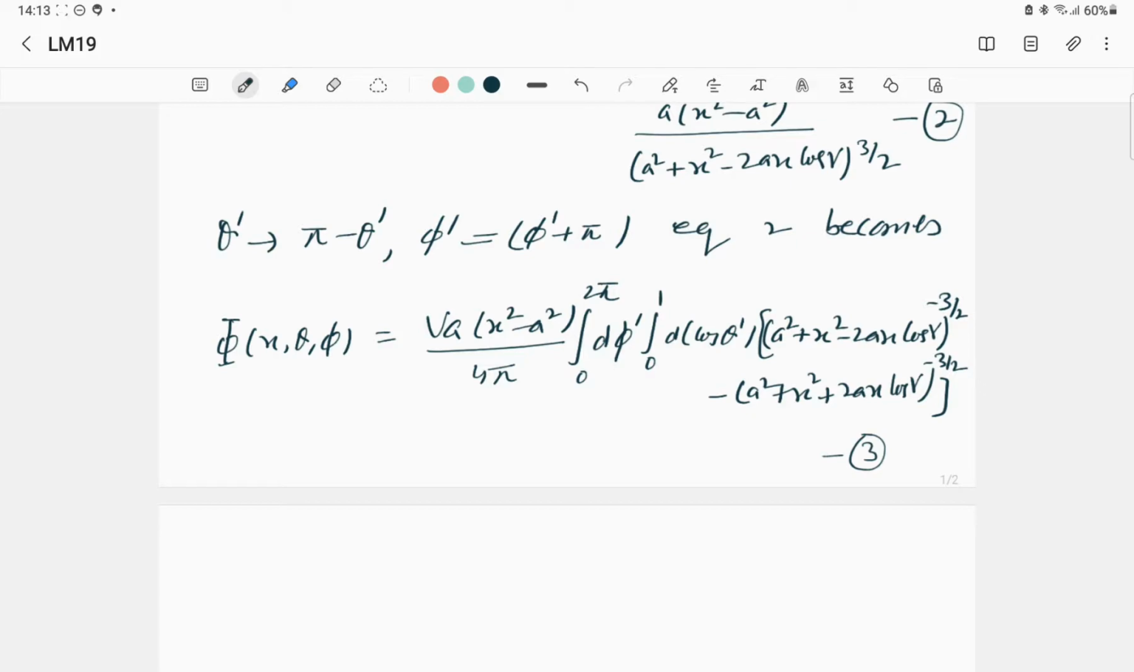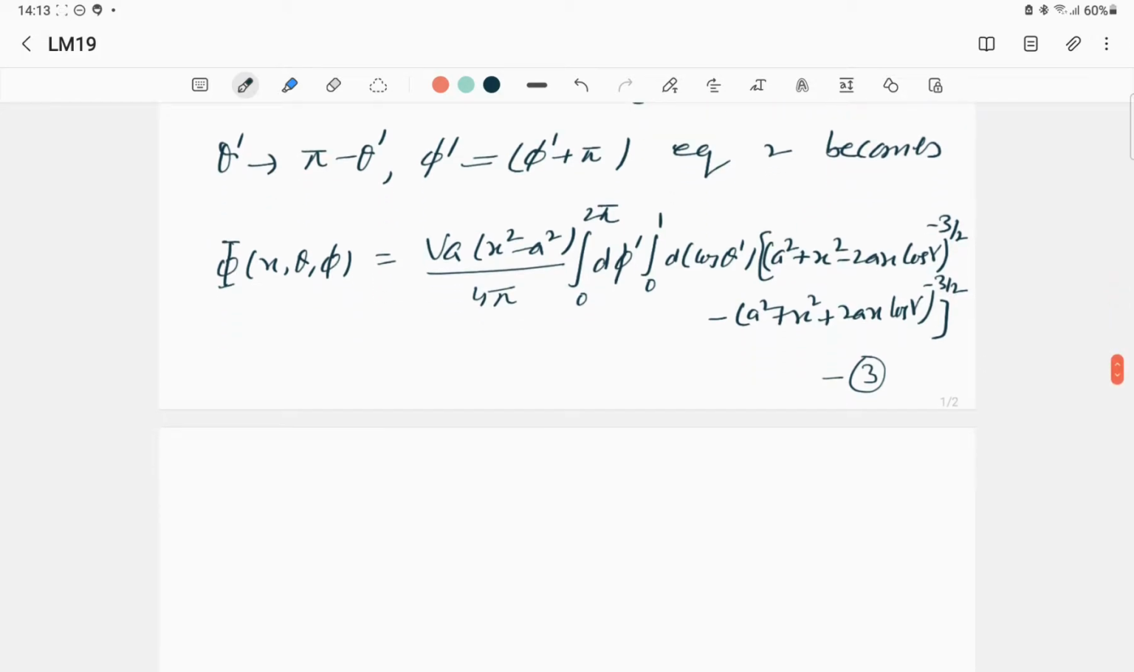Now because of the complicated dependence of cos gamma on the angles theta dash, phi dash and theta, phi, this equation 3 cannot be integrated in closed form. So as a special case, we consider the potential on the positive z-axis.